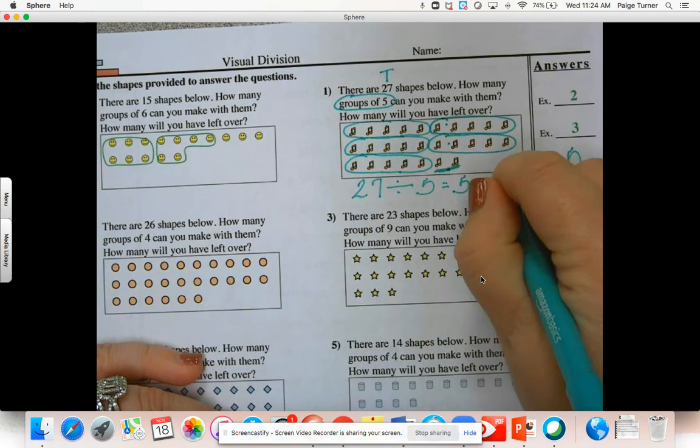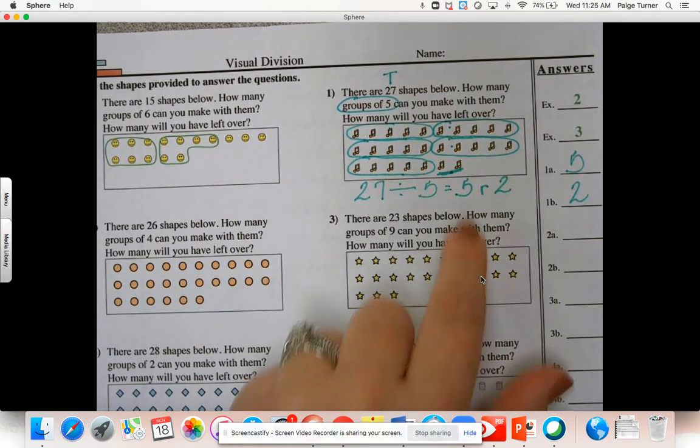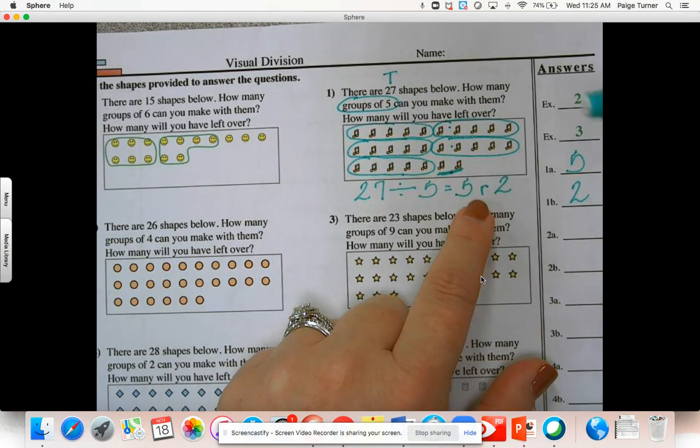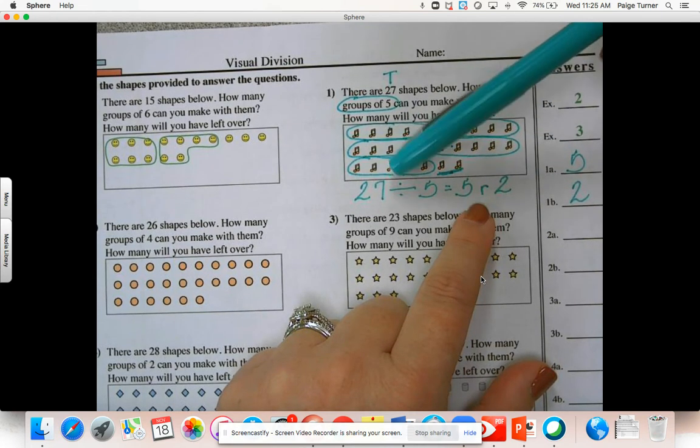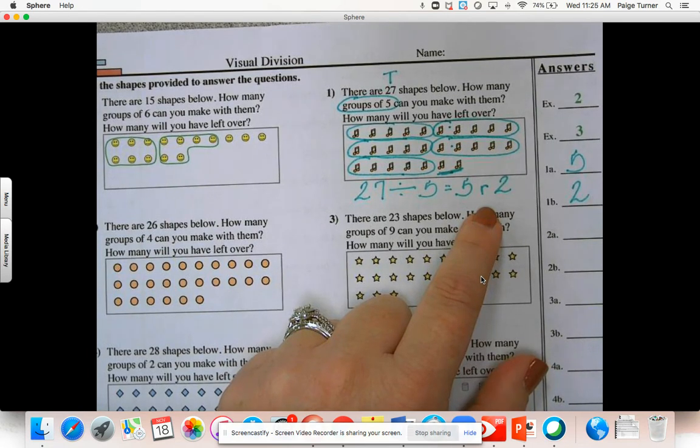That's called a remainder. R for remainder. So when you have some shapes left over because we cannot make another group here, we didn't have enough shapes to do that, that's called a remainder. The word remainder means what is left over. If I were to give you a real life example of this, if we're taking a math test and I say you have 5 minutes remaining, that means you have 5 minutes left to work on the test. That's what a remainder is. So if I do 27 divided by 5, I could make 5 groups, but then I had 2 shapes left over that could not go into a group. So those 2 shapes are on their own. They're left over. Those 2 shapes are remaining. Okay? All right, so let's keep going here.